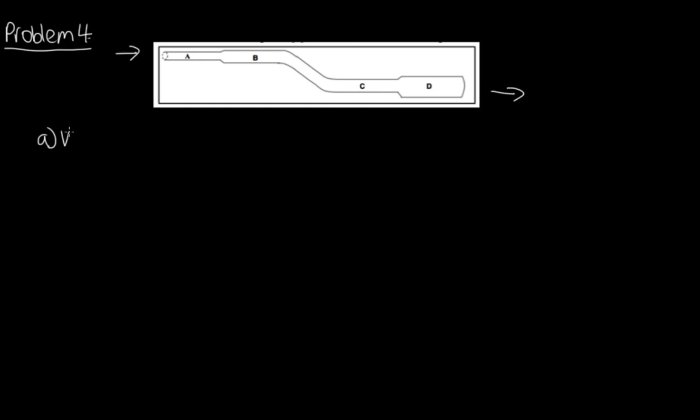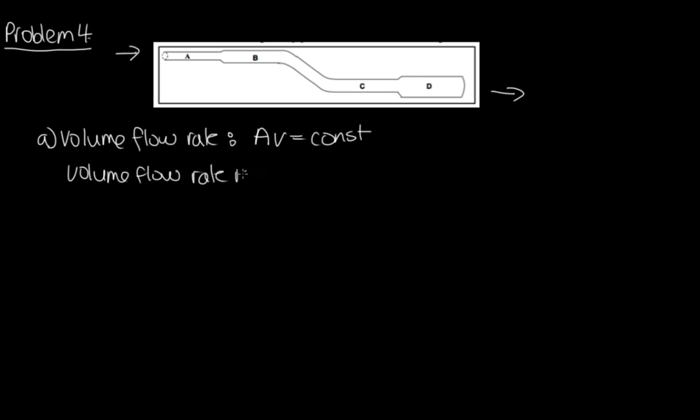So A, volume flow rate. So this is the volume per second passing through the pipe, which we can use the formula AV is equal to constant. So this is the volume flow rate, and this tells us that it's constant throughout the pipe. So volume flow rate is the same at A, B, C, and D.